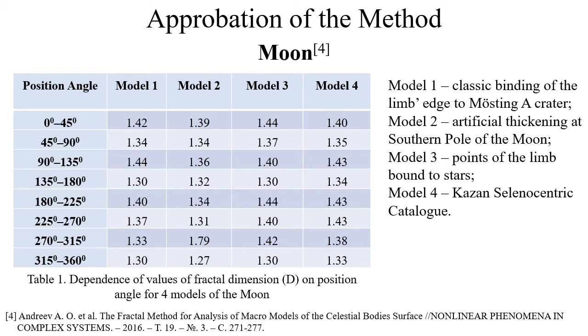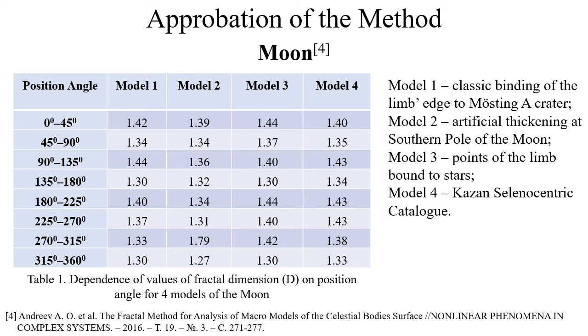We considered 4 models of the moon's surface. The first model was the classic one. In this model, the points of the limb are bound at given libration to the Mösting A crater. The second model is the one by Yakovkin. This model considers the thickening in the vicinity of the southern pole of the moon.